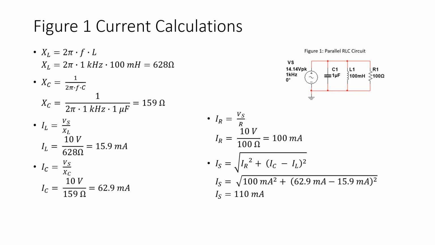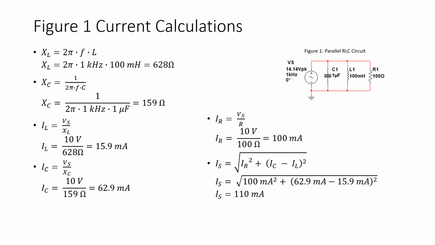Now let's look at the calculations of the currents in the circuit of Figure 1. Figure 1 shows us a 1 kilohertz sinusoidal source with a peak value of 14.14 volts. This is connected to the parallel combination of a 1 microfarad capacitor, a 100 millihenry inductor, and a 100 ohm resistor. So our calculations have to begin with calculating inductive reactance and capacitive reactance.